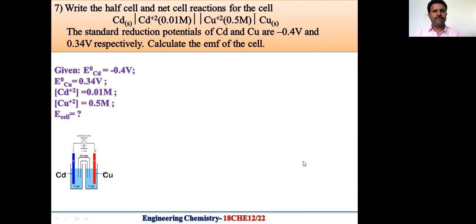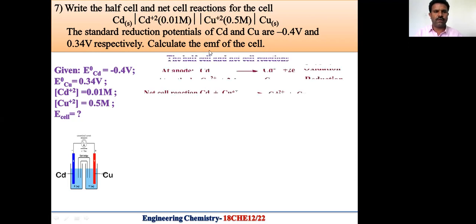Problem number 7: write the half cell and net cell reactions for the cell cadmium in cadmium 2+ ion solution of 0.01 molar, separated by salt bridge, from copper 2+ ion of 0.5 molar, in which the copper is immersed. The standard reduction potential values for cadmium and copper are minus 0.4 volt for cadmium and 0.34 volt for copper respectively. Calculate the EMF of the cell.